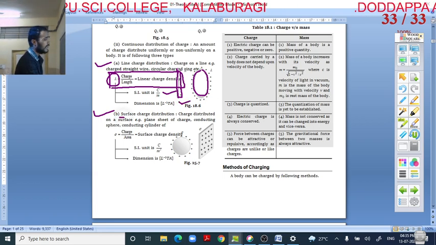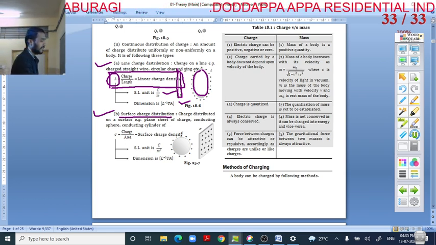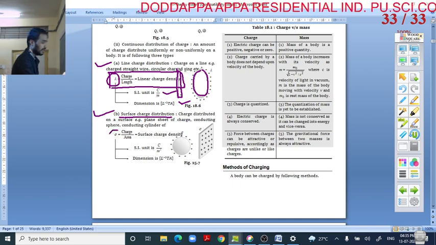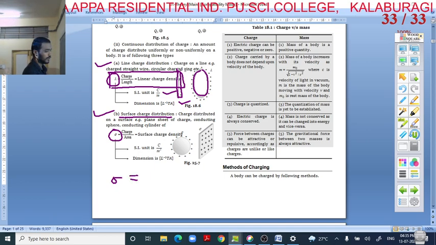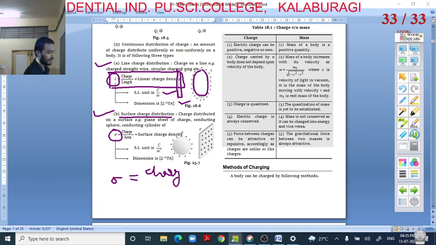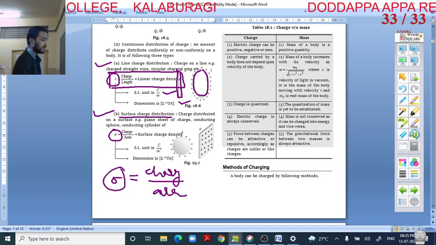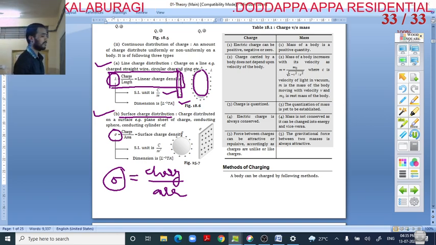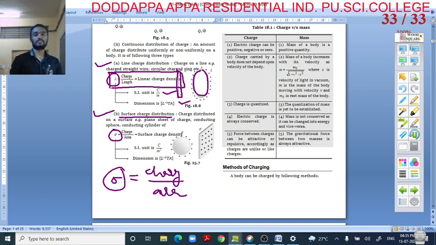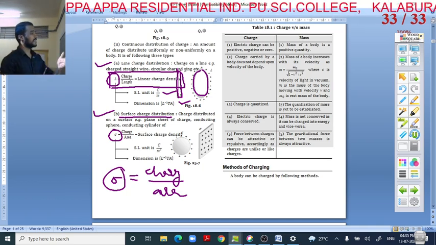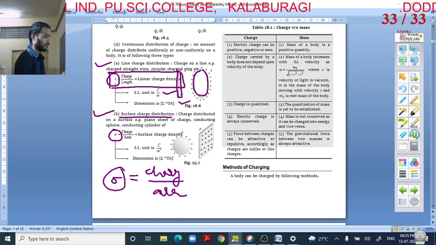Next, surface charge distribution. That is surface charge density, denoted by sigma. Sigma is equal to charge divided by area. This sigma is called surface charge density. It is how the charges are distributed on different shapes of an area. This is line charge distribution, and this is surface charge distribution, or area charge distribution.